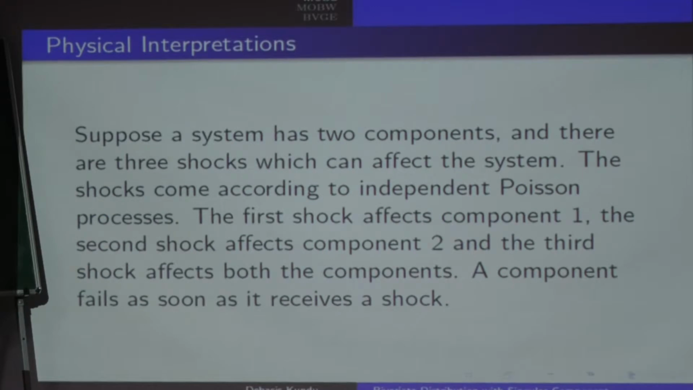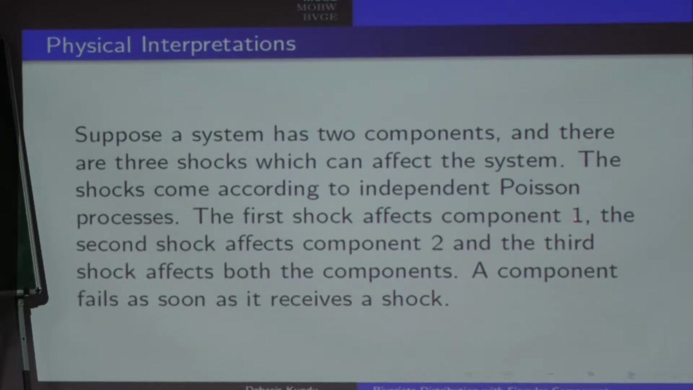Now, going back to the Marshall-Olkin model, it has another name which is called a shock model. Okay, and the reason is that the shocks come according to independent Poisson processes. So basically, we are assuming that there are three shocks which are coming. They are coming as independent Poisson processes, each one of them separately. The first shock affects component 1. So we assume that the system has two components, component 1 and component 2. So the shocks are coming as independent Poisson processes.